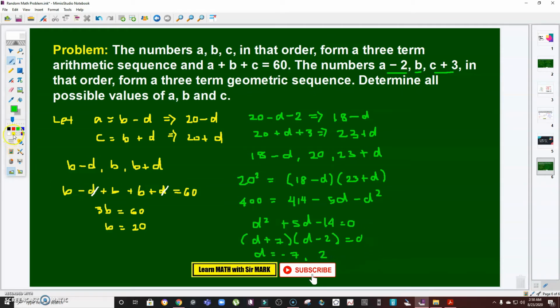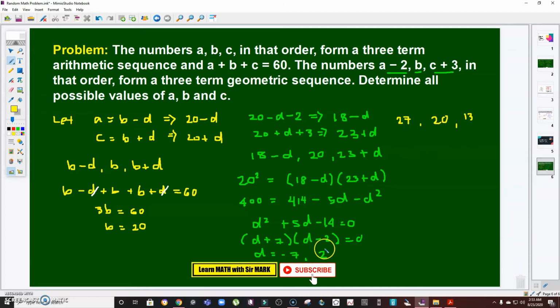See that? Okay, so let's check that. My B is 20. Take note, B is 20. If my common difference is negative 7, then A will be 20 minus negative 7, so this will become 27. My A is 27. Now, how about C? So, 20 plus negative 7, that will be 20 minus 7, or 13. So this will be the value of A, B, and C.